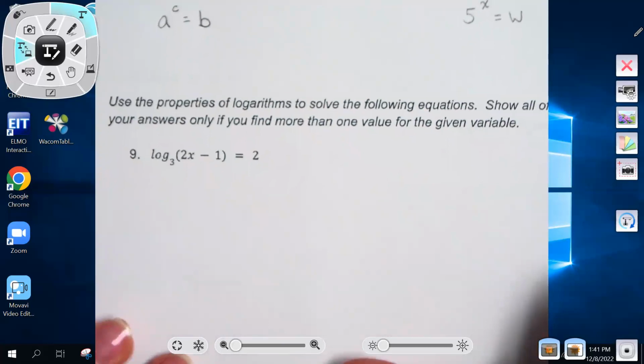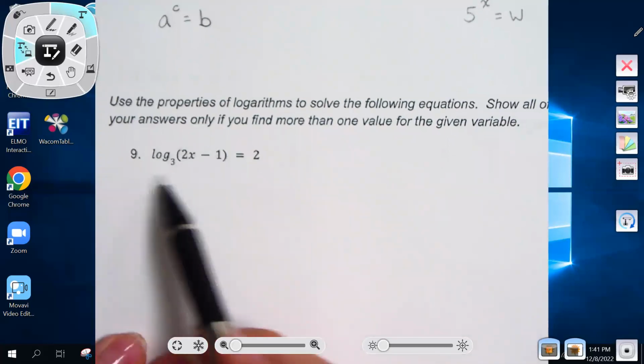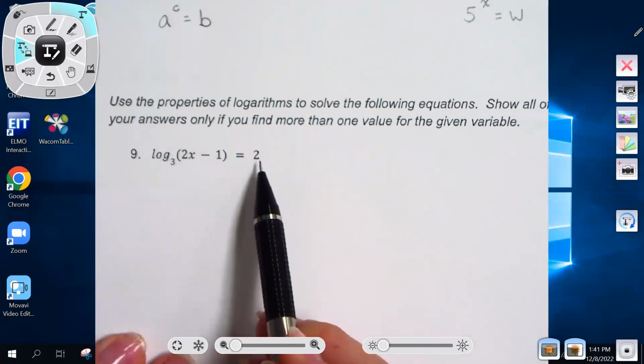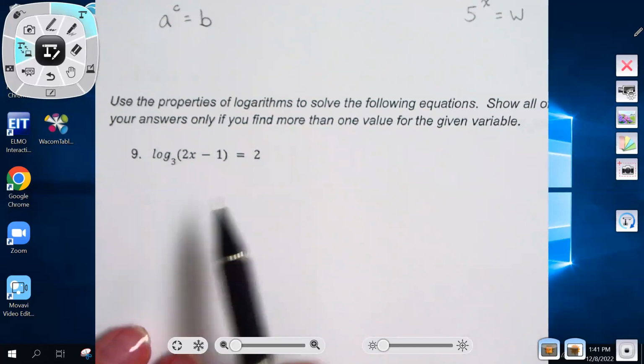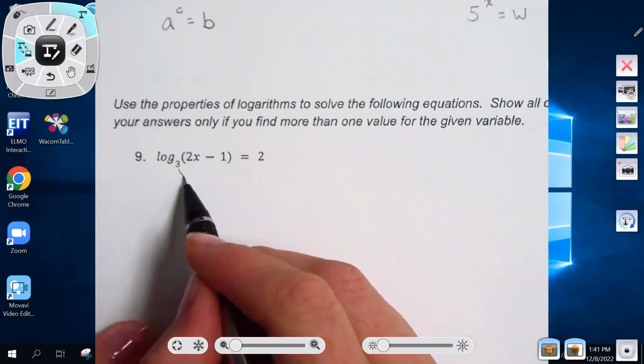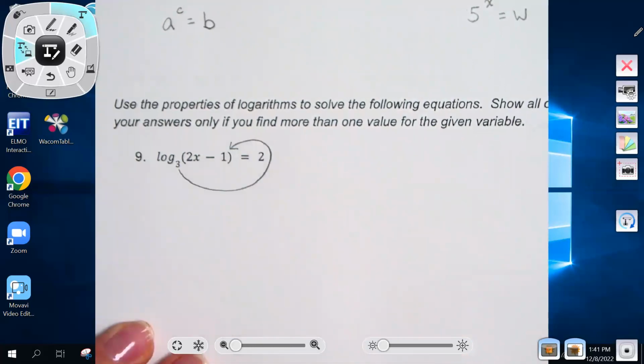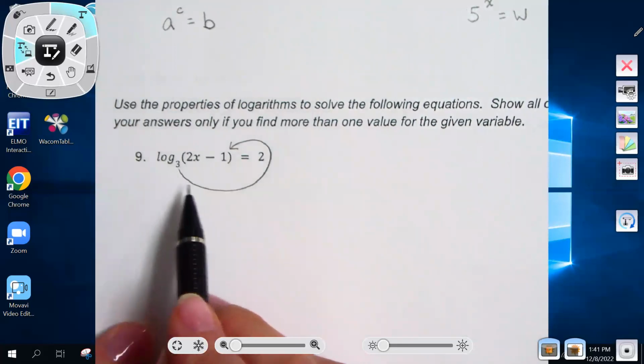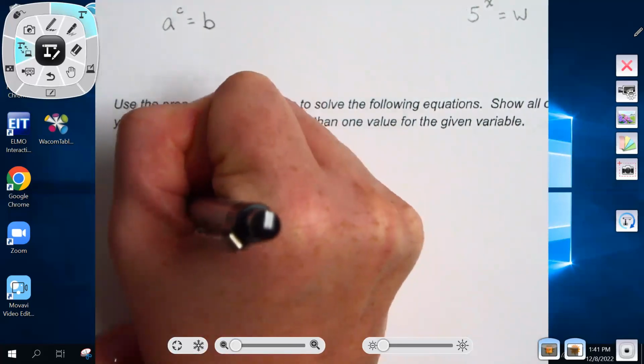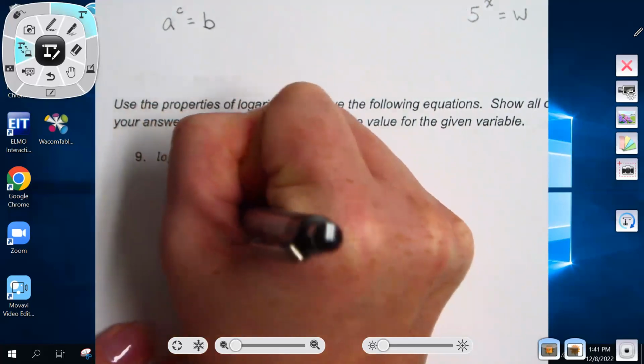On number 9, we have a logarithm on one side of the equal sign with just a number on the other side. When you have something like this, the first thing you need to do is change to exponential form. So the exact same thing you just did in number 6 and number 8. So this will be 3 squared equals 2x minus 1.